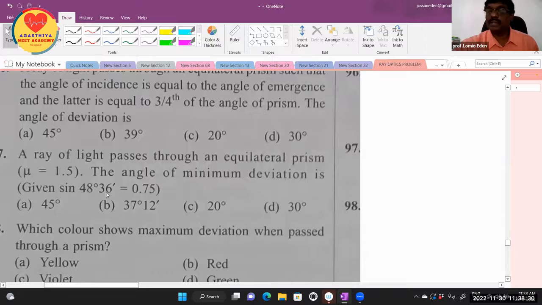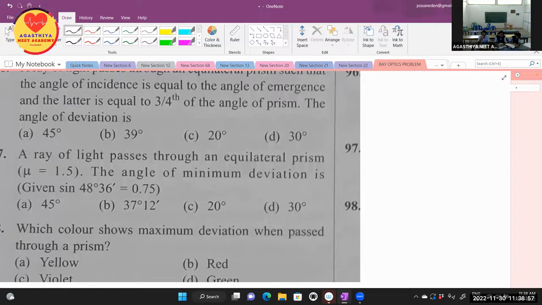We'll continue the problems in this chapter. Next class, we will go to wave optics. It is very useful to unmute your audio so that I can interact with you.